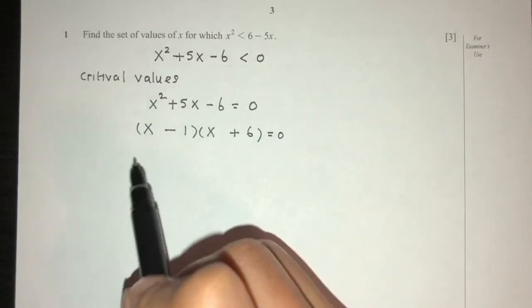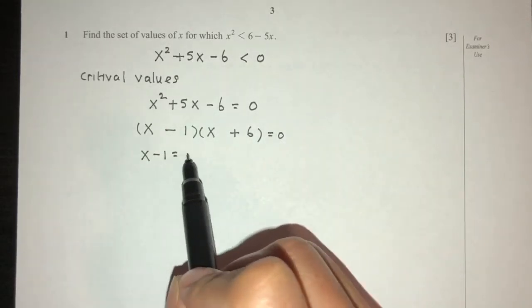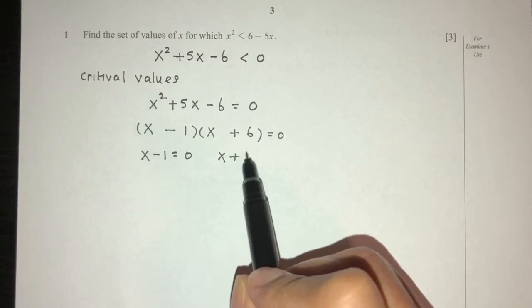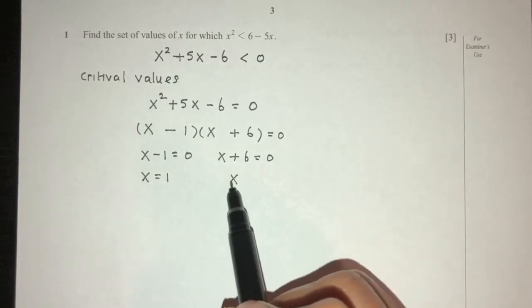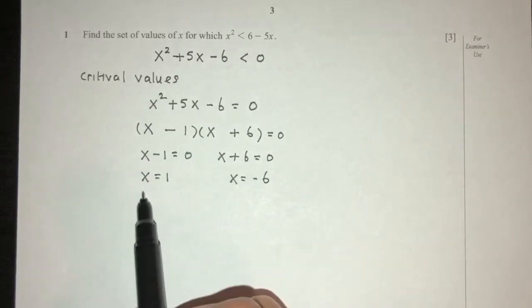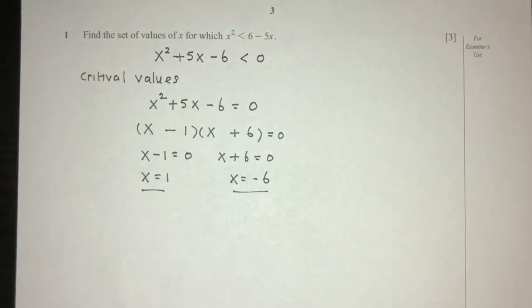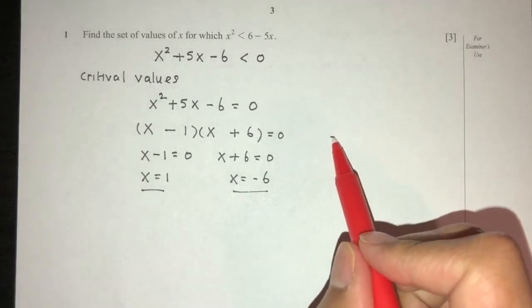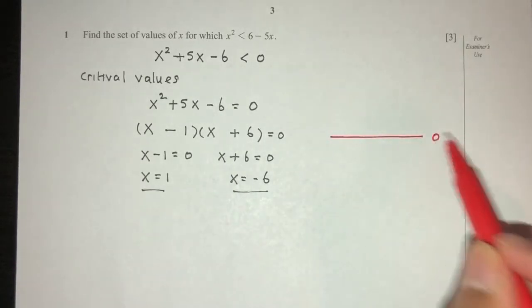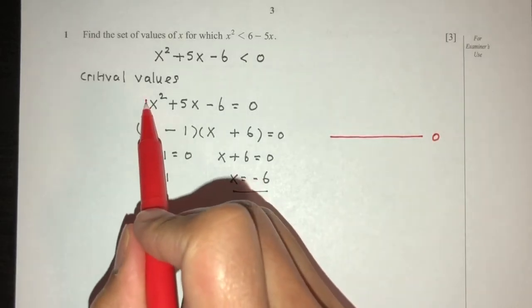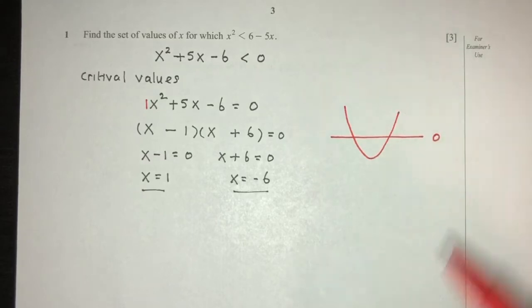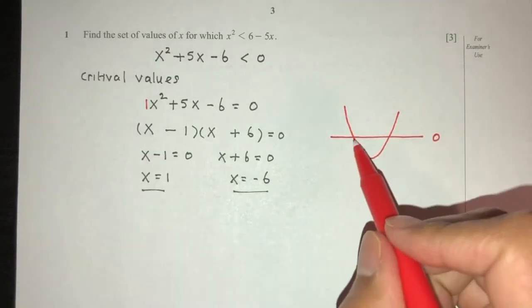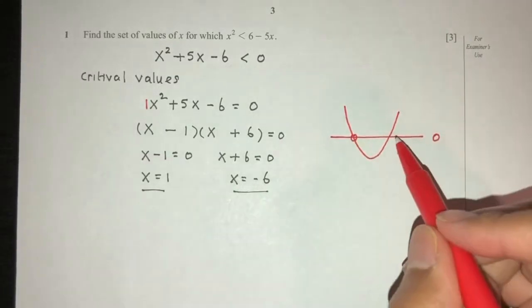Now, x minus 1 is equal to 0, and x plus 6 is equal to 0. So x is equal to 1, and x is equal to minus 6. These two will be the critical values of x. Now, to find your answer, you have to make a drawing. This is the line of 0. Since the coefficient here is a positive 1, your graph will look something like this, right? Here we have minus 6, and here we have 1.